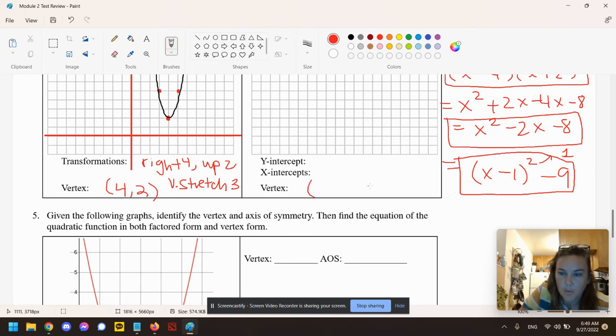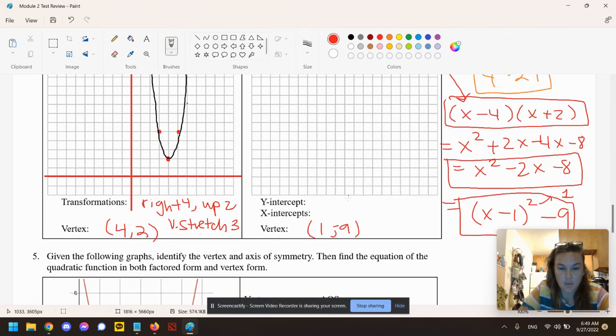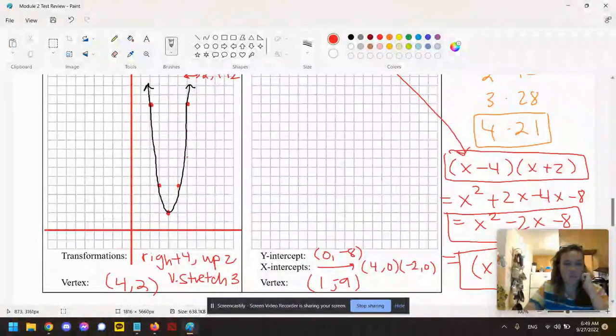I now know from the vertex form, my vertex is 1, negative 9. I know from my standard form that my y-intercept is 0, negative 8. And I know from my factored form that my x-intercepts are 4 and negative 2. And now I can draw my graph.